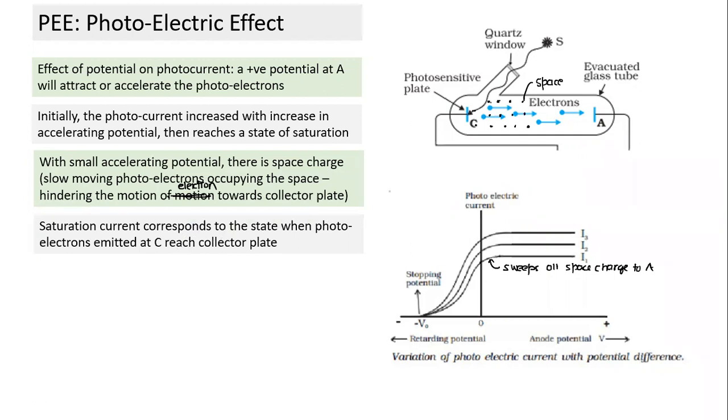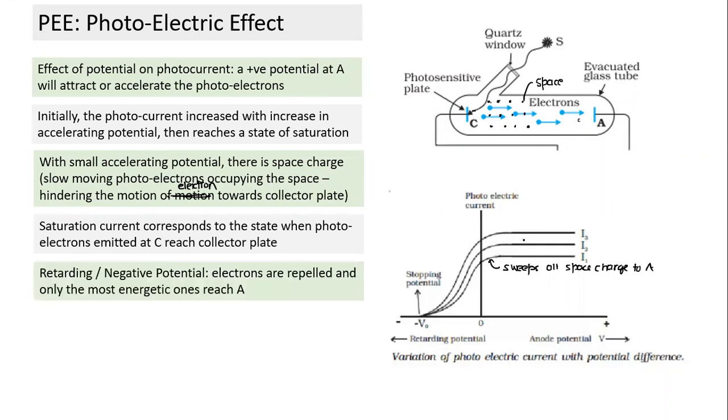After that, even if we increase the potential, it does not lead to additional current. The only thing that will happen as you keep increasing the potential is that the rate at which electrons are reaching will not change. They'll only reach faster, with a higher kinetic energy. That's what the accelerating potential will do. So that's the shape. I hope you understand this part of the shape.